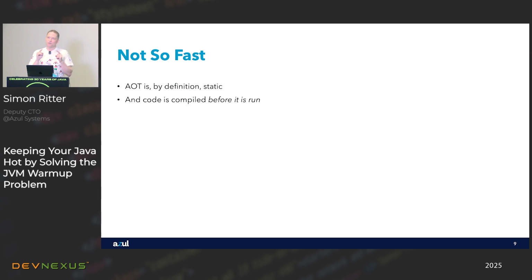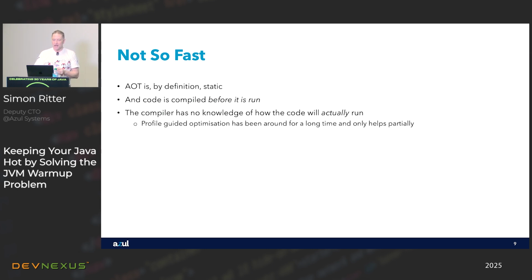The code is compiled before it's run, very logically, ahead of time. So we compile it before we do any execution of the code. And what that means is that the compiler doesn't know what that code is actually going to do as it's running. So it knows, it can analyze the code, it can look at the structure of the code, and it can compile based on optimizations.